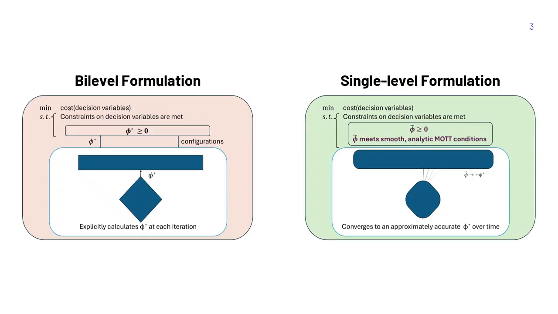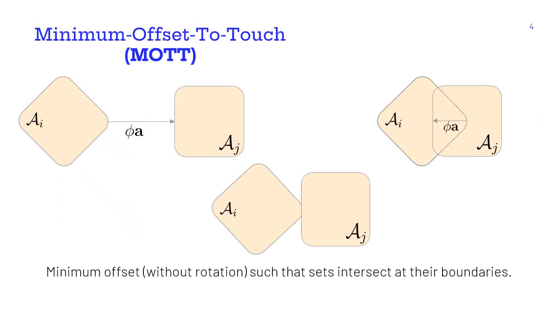Single-level methods similar to this exist, but they require the enforcement of non-smooth complementary slackness conditions, which we are able to forego. For the purposes of trajectory optimization, we consider the distance between bodies to be the minimum offset to touch. This is the minimum offset that either set must undergo without rotation in order to intersect the other set at its boundary.